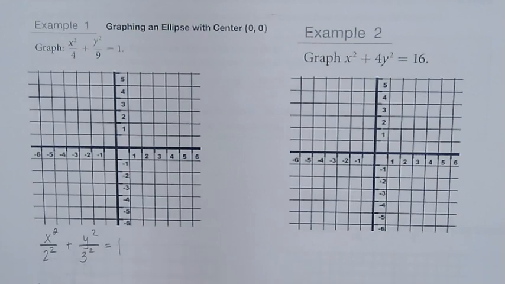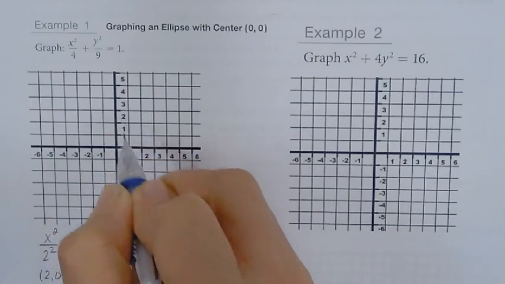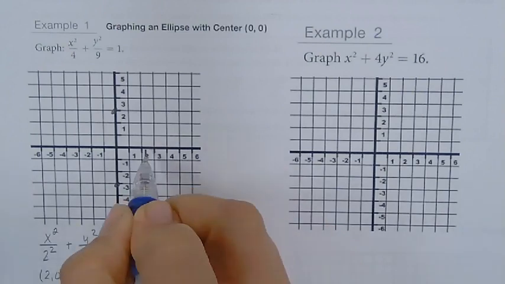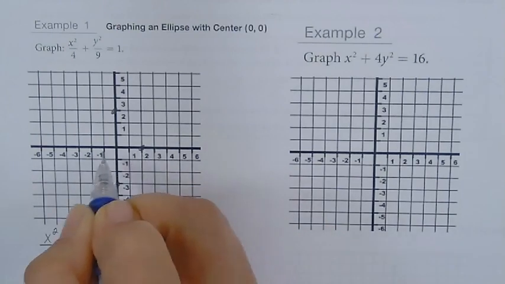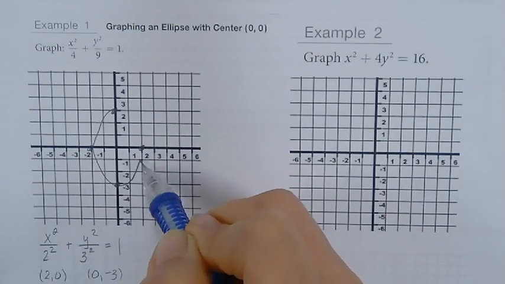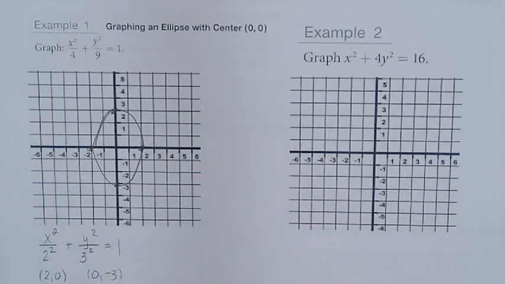So our x-intercepts are going to be at 2, 0, and negative 2, 0, and our y is at 0, negative 3, and 0, positive 3. So we're going to plot those. And there is your ellipse.